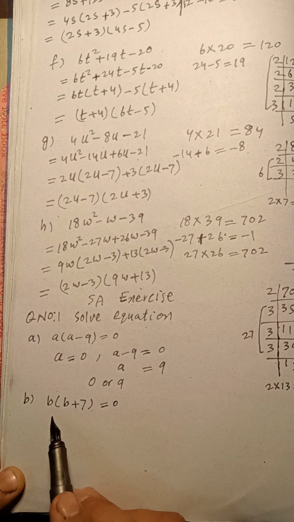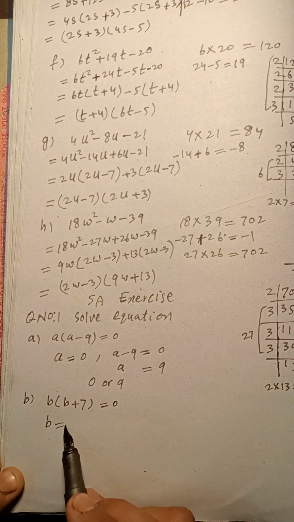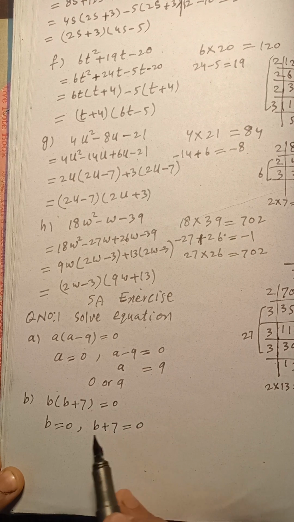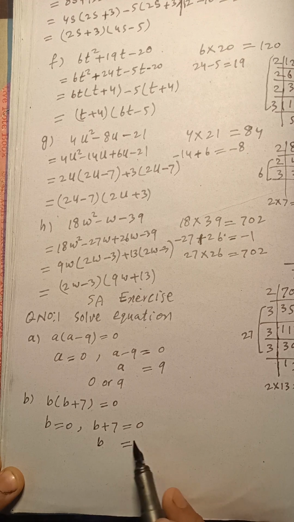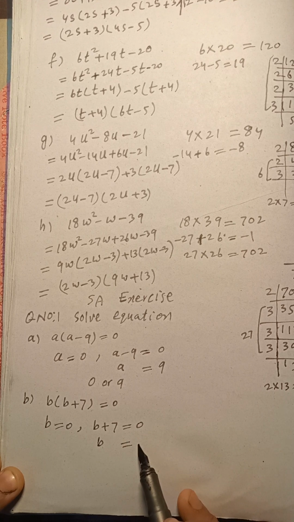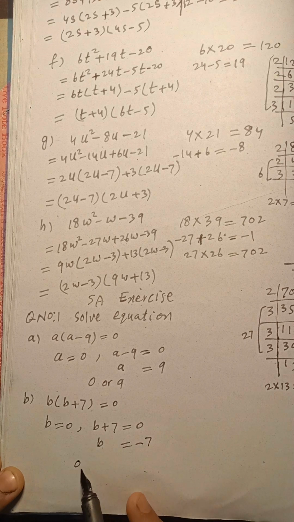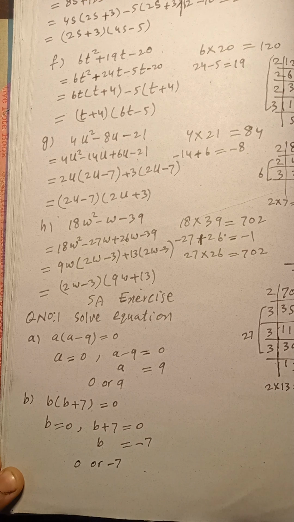See next part, b into b plus 7 is equal to 0. Now you will write b is equal to 0, then comma, and b plus 7 is equal to 0. Now b is equal to 0, but here we will carry plus 7 to the other side. It will become minus 7. Now 0 or minus 7 is our answer.